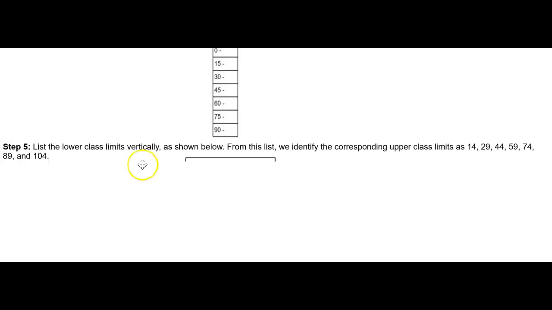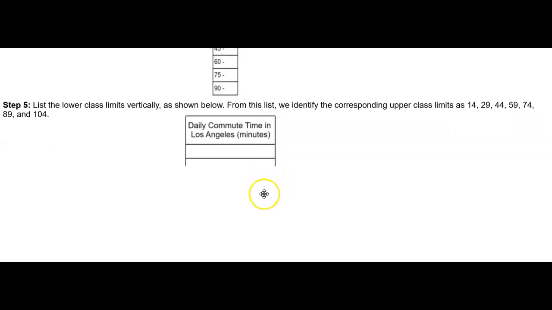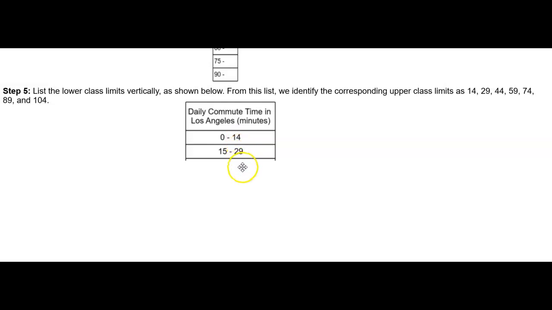Okay, now that we list the lower class limits vertically from the list, now we want to identify the corresponding upper class limits. Okay, so now the upper class limits are going to be the following. Since we know that the first class starts with a 0, and the second class starts with a 15, well, this number here needs to be 14. So we know that the first class goes from 0 to 14. And then if we add 15 to 14, we get 29.